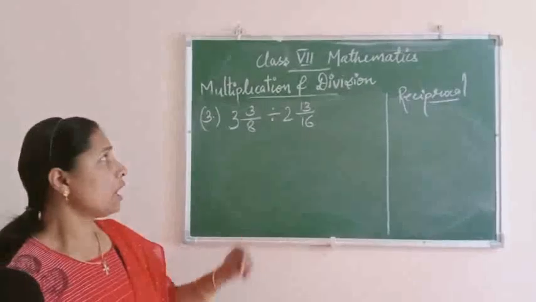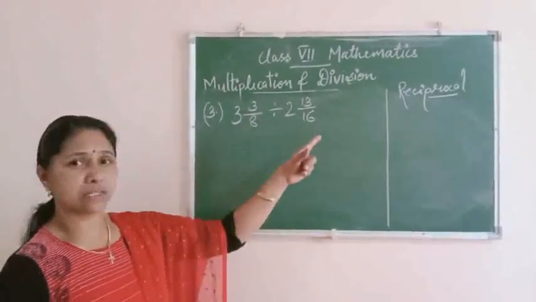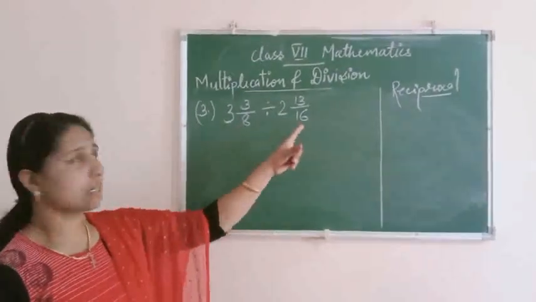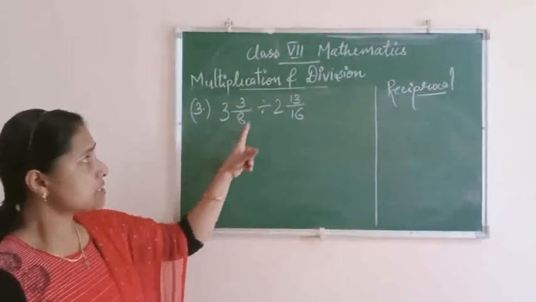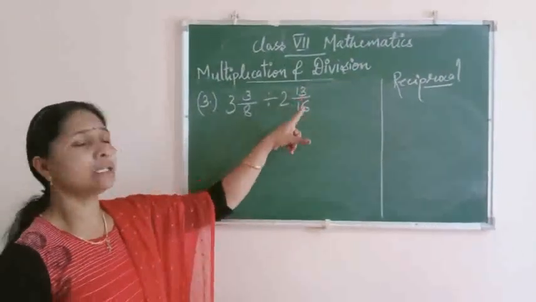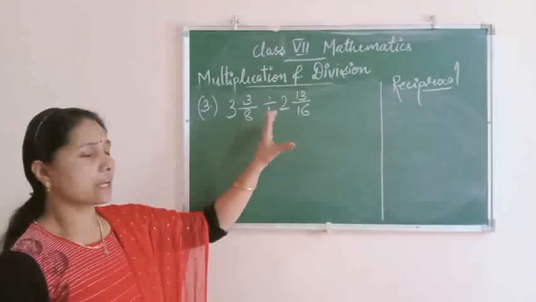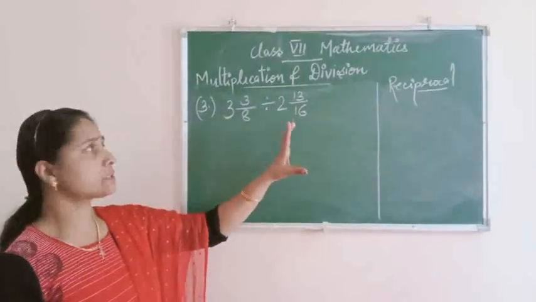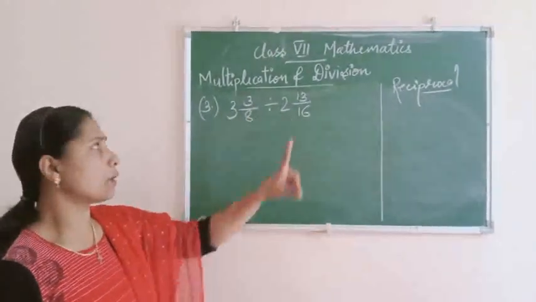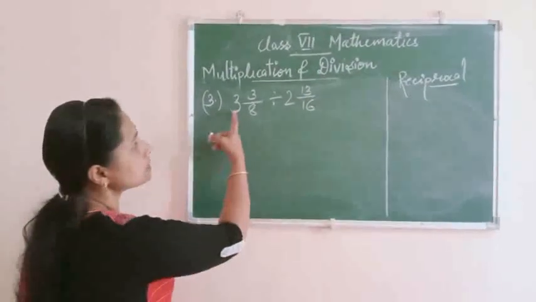Now let us see how we can do the division of fractions. Here two fractions are written. 3 upon 8 divided by 2 13 upon 16. Two fractions are given in mixed form. So the first step is to convert this mixed into improper. So first we will do that one.